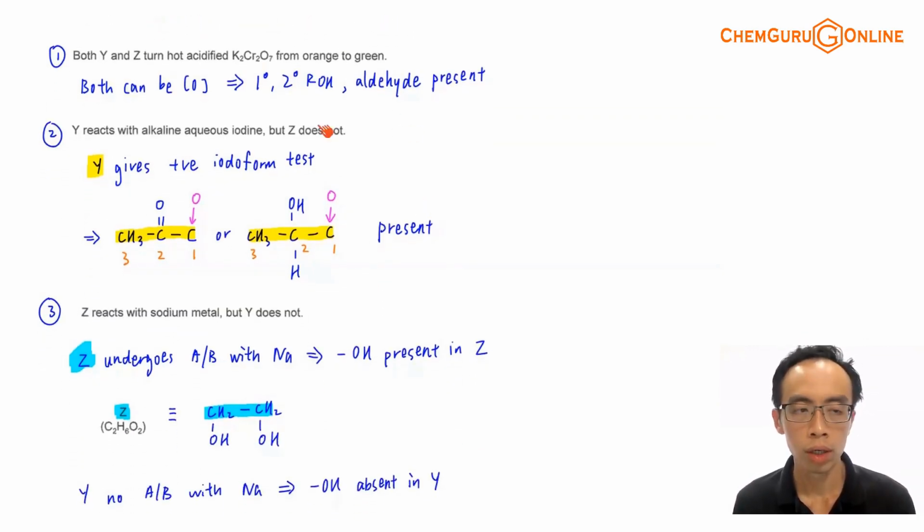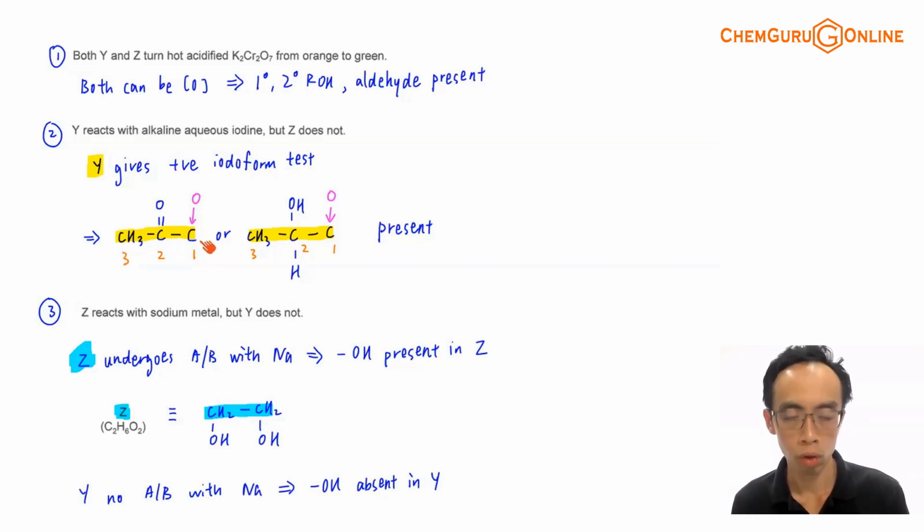Then involving number 2, Y reacts with alkaline aqueous iodine, which is a positive triiodomethane test. Z doesn't do anything. Since it gives me a positive triiodomethane test, the 2 possible structures that can give me this observation: either you have a carbonyl compound version, CH3, C double bond O bonded to an R group. Remember, Y carries 3 carbon, so therefore straight away I can draw. I know that Y has 3 carbon, it definitely has a CH3, C double bond O group bonded to a carbon. This structure has to be there.